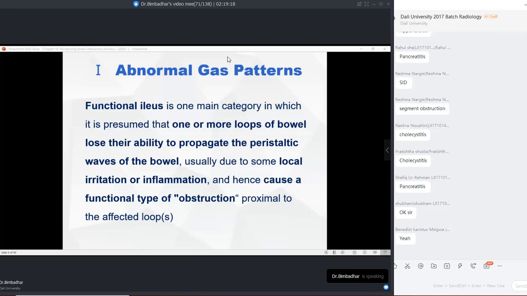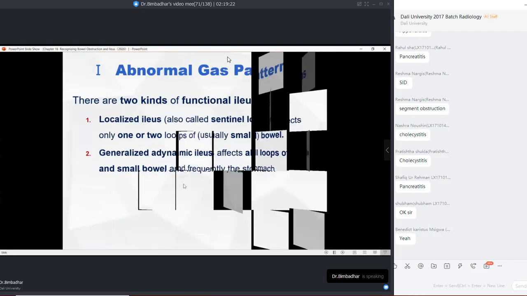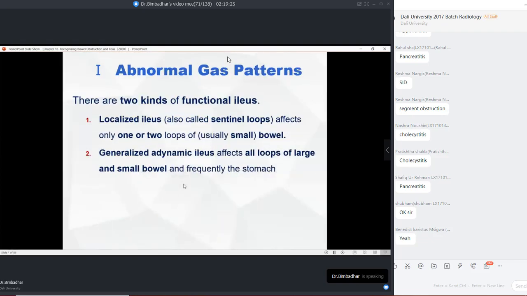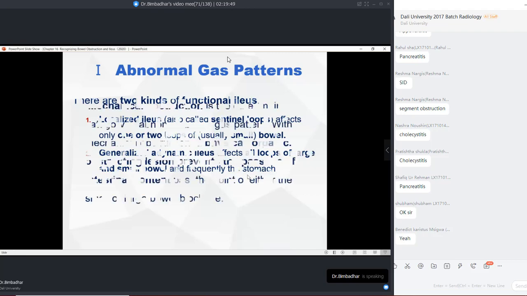Right? Okay. Now let us look at the radiographic features. Okay, two kinds. What are those two kinds? Localized ileus, okay, affects only one or two loops. One simple definition: generalized dynamic ileus, where all of the loops of the large and small bowel, and also the stomach, are involved. So this one is called generalized dynamic ileus, right?